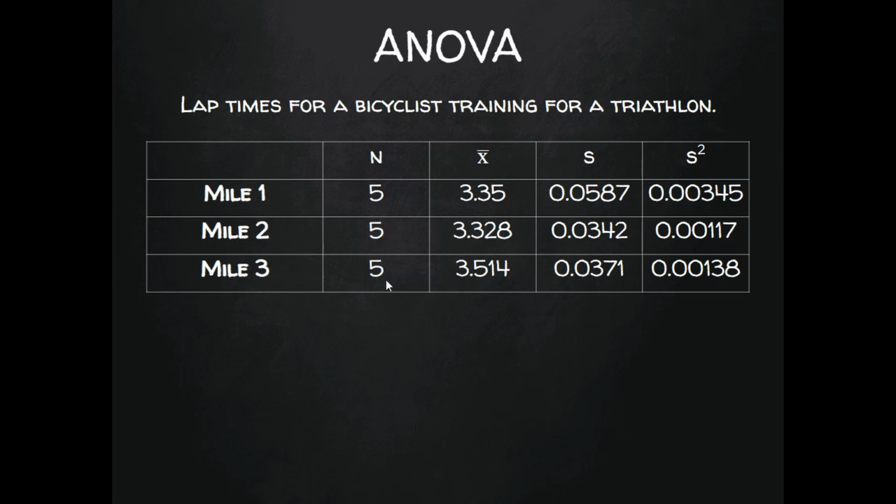Here, I've gone ahead and found the summary statistics for each of the different miles. For all 3 miles, we have a sample size of 5. Mile 1 had a mean time of 3.54 minutes. Mile 2 had a mean time of 3.328 minutes. And mile 3 had 3.514 minutes as its average. And then we have the standard deviation and the variance for each of the miles as well.